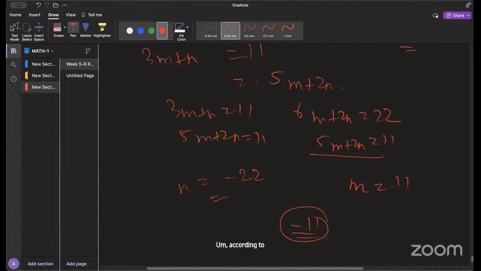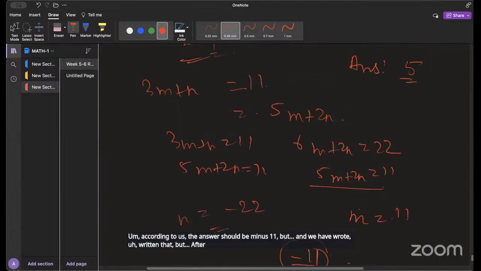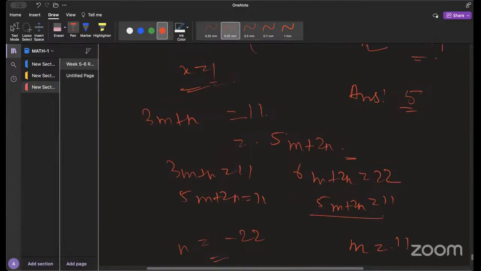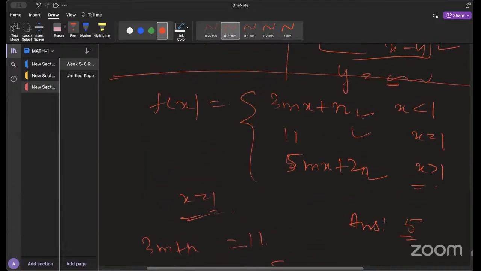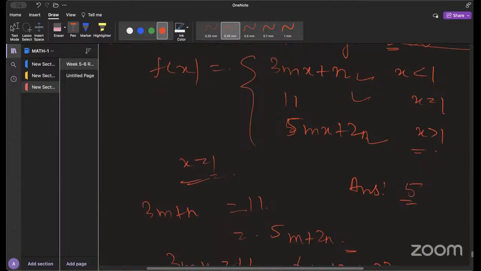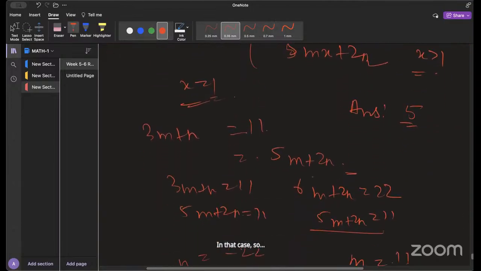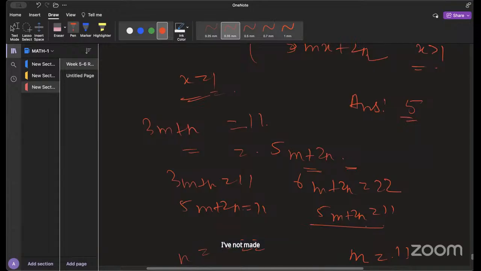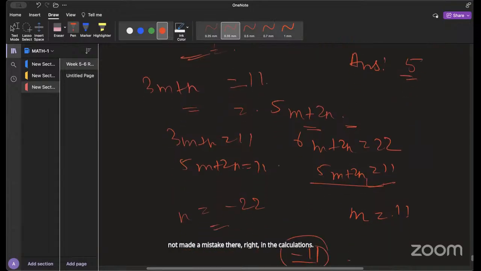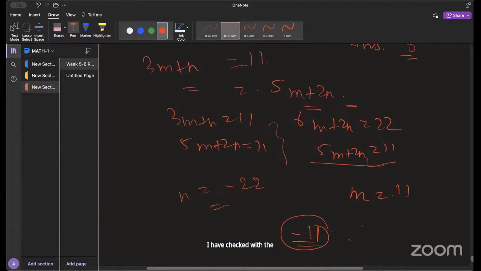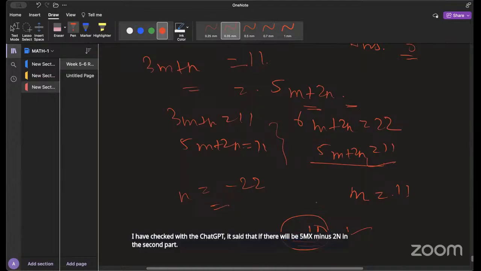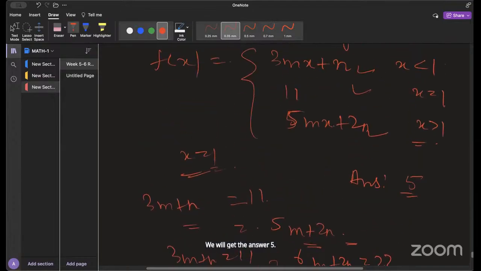According to us, the answer should be minus 11, and we have written that, but after checking of the answers, they have given that our answer is wrong. It should be 5. Okay. In that case, we should not have made a mistake there, right? In the calculations. I have checked with ChatGPT. It said that if there were 5mx minus 2n in the second part, we would get the answer 5. So there is a printing mistake in the question.